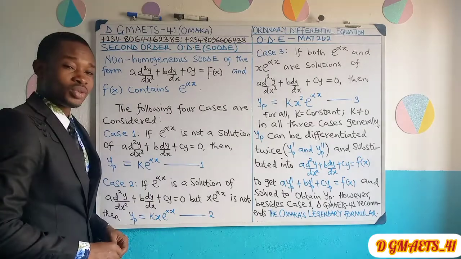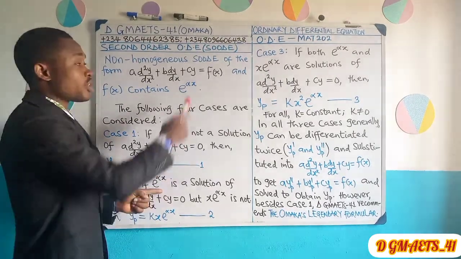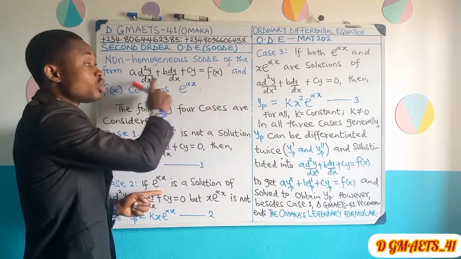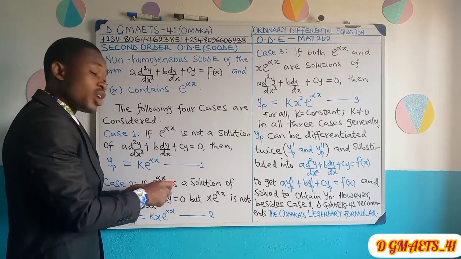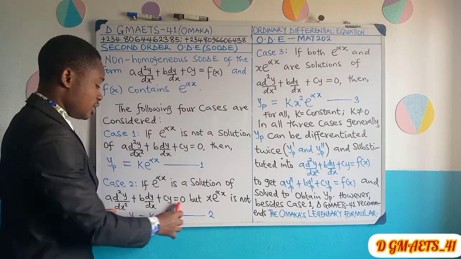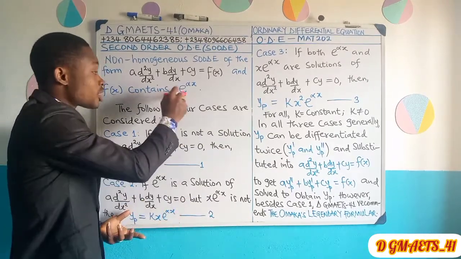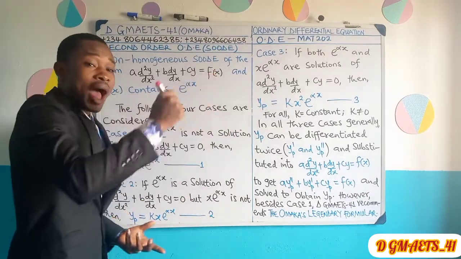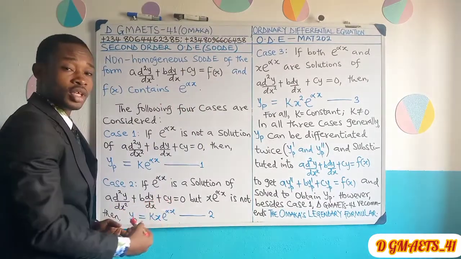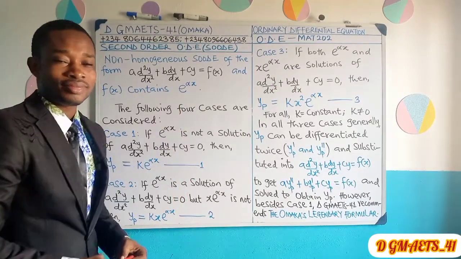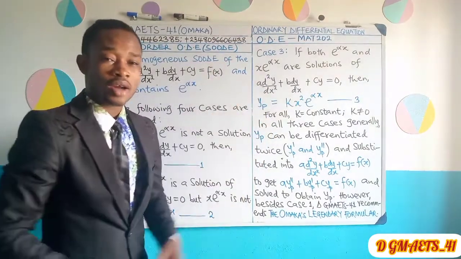Case 2 is a situation where you find that this exponential alpha x, which is contained in the f of x of the non-homogeneous SOODE, is a solution of the homogeneous part of the non-homogeneous SOODE. That is to say, the exponential part contained in f of x also appears when you solve to obtain the complementary function. It appeared in that complementary function. In that case, what will be the YP solution of the f of x part?